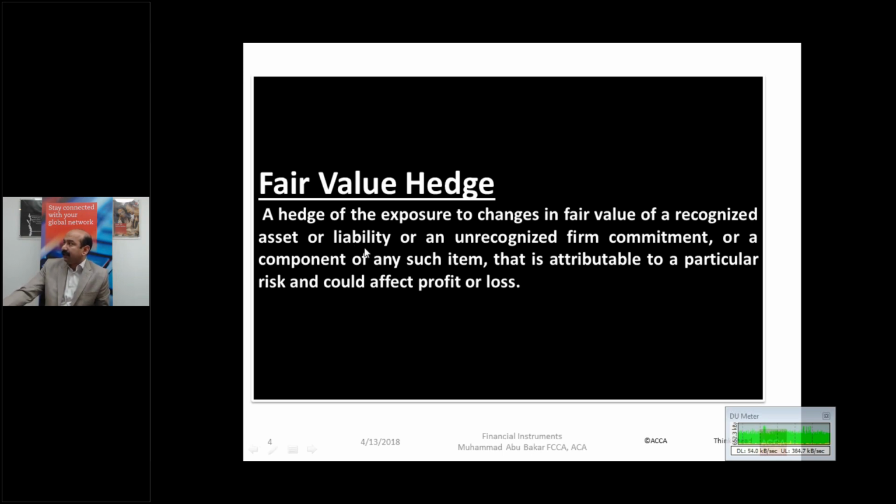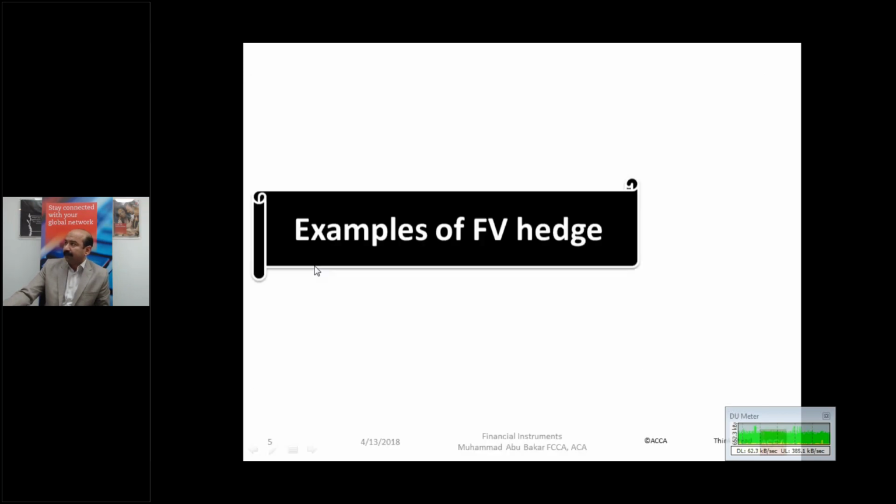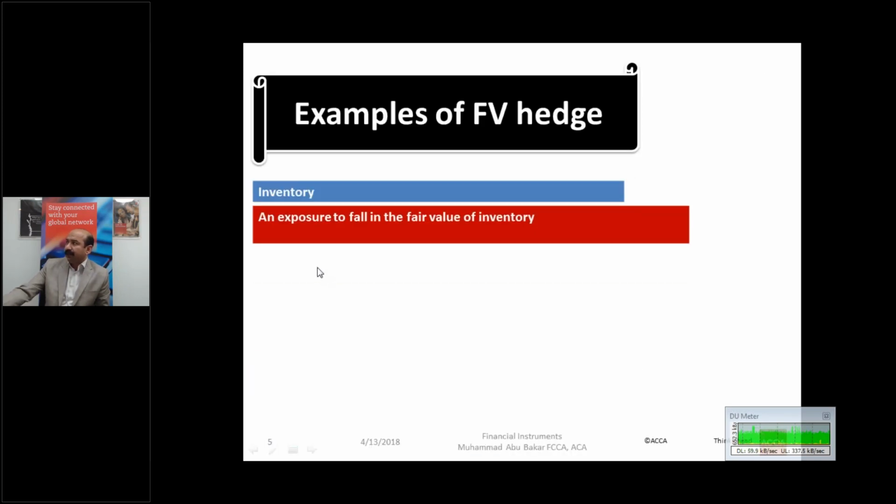So here you can see that an asset is already there on your balance sheet, a liability is already there on your balance sheet, and you have already made a commitment which is unrecognized. Examples could be inventory. You have inventory, and those inventory items are included in your stock, but you are afraid that they may fall in value, causing loss to your business. So you go for a fair value hedge.